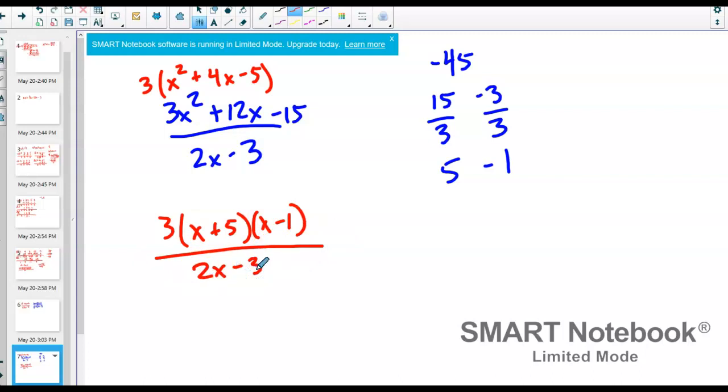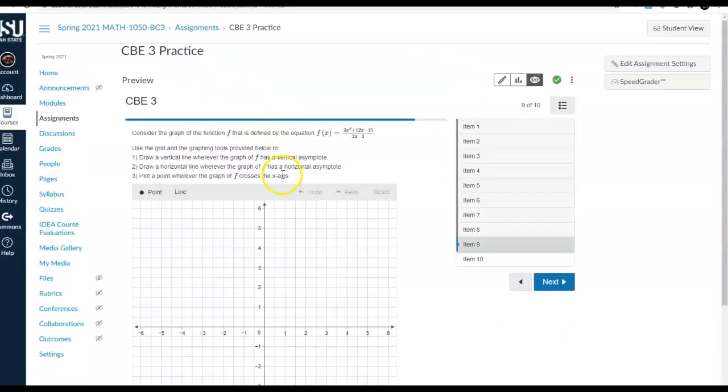So if I look at this, my vertical asymptote is going to be what makes the denominator equal to 0. I'd add the 3 and divide by 2, so x would be 3/2. So I'm going to have a vertical asymptote at 3/2 here. When I go back to here, I'm going to draw my line at 3/2, which is 1 and 1/2. So 1 and 1/2 right here.